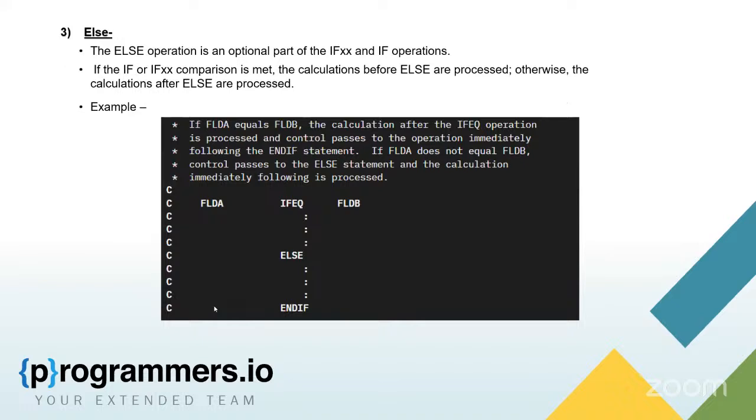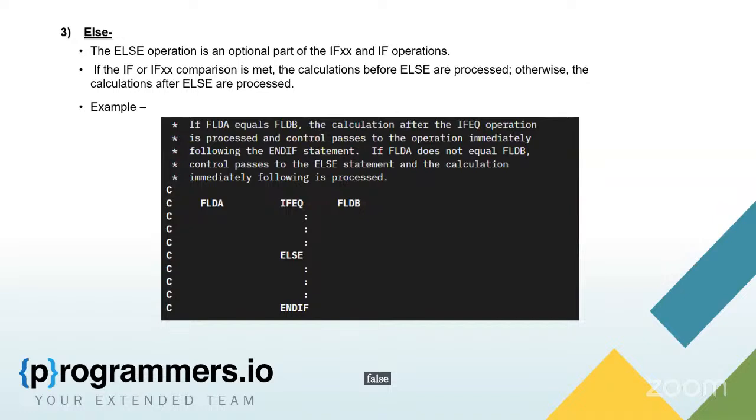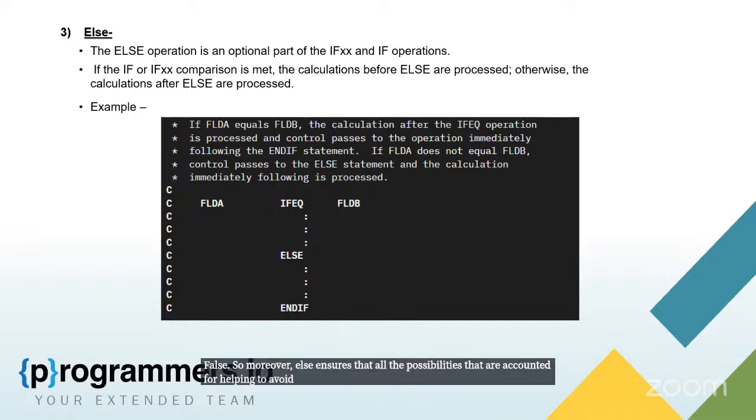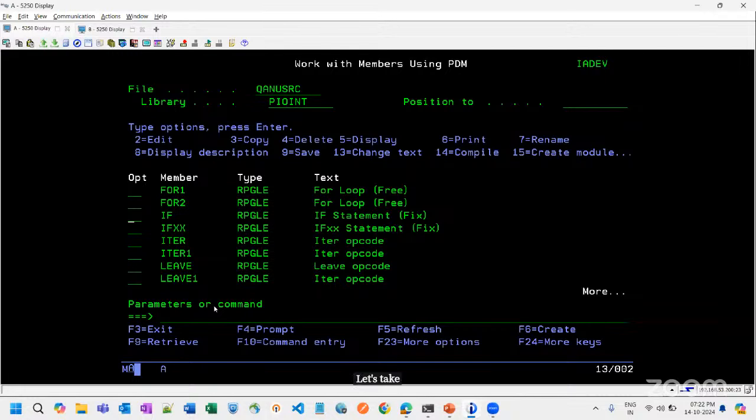Now the else statement in RPGLE enhances the functionality of the conditional logic. This else statement is used in conjunction with the if statement to provide an alternative block of code that executes when the if condition evaluates to false. Moreover, else ensures that all the possibilities are accounted for, helping to avoid missed cases. So in summary, incorporating these blocks leads to more efficient, clear, and reliable code. Let's take a look at the else example.